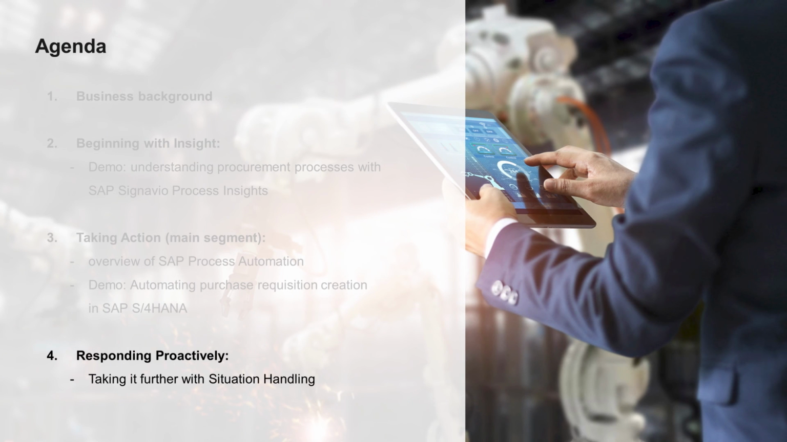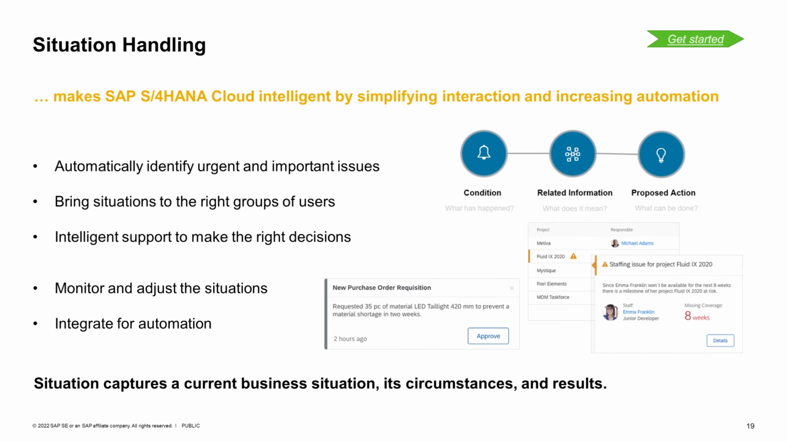So that's it for SAP Process Automation, but let's spend the last minute or so talking about how you can respond proactively inside the SAP S/4HANA system to take things further with situation handling, which is one of the embedded capabilities in S/4HANA that notifies you about scenarios or situations or events that are taking place within the S/4 system, such as a new purchase order or purchase order being created. Furthermore, it notifies the respective managers or stakeholders so that they can take action on these items.